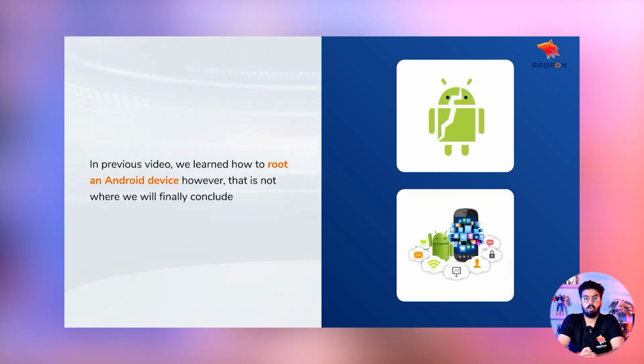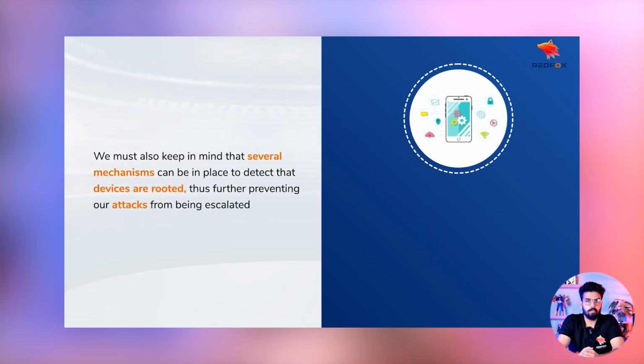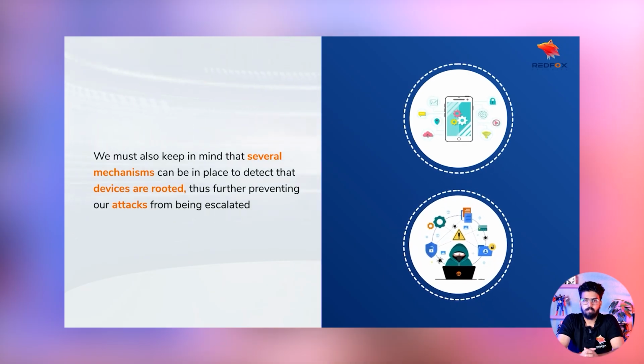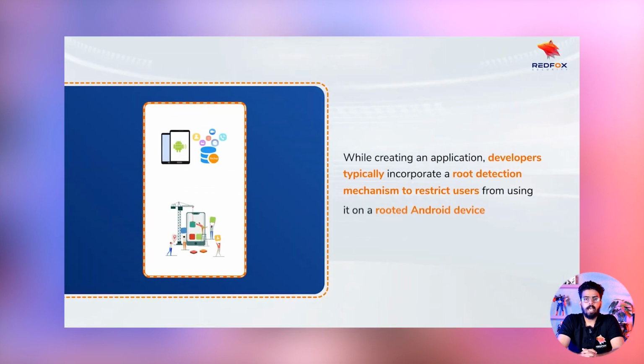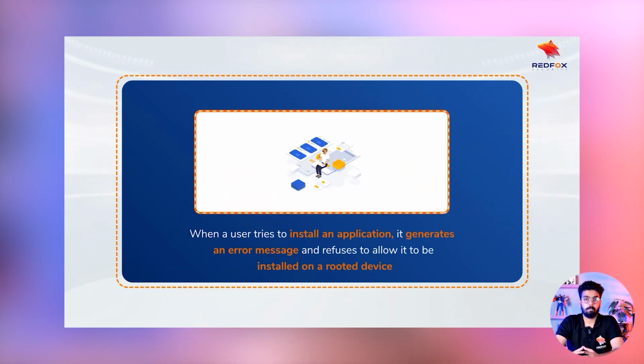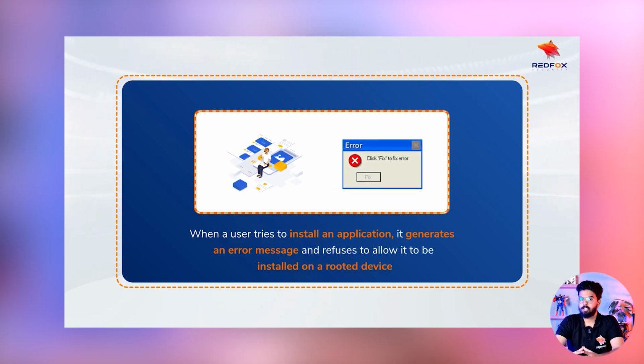However, this is not where we finally conclude. We must also keep in mind that several mechanisms can be in place to detect that devices are rooted, thus further preventing our attacks from being escalated. While creating an application, developers typically incorporate a root detection mechanism to restrict users from using it on a rooted Android device. When a user tries to install an application, it generates an error message and refuses to allow it to be installed on a rooted device.